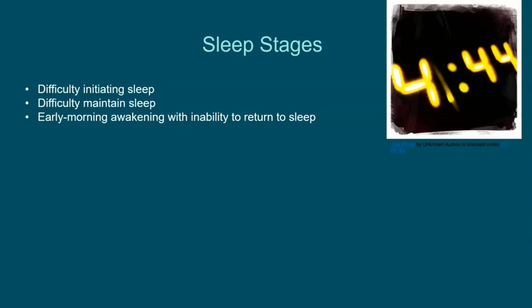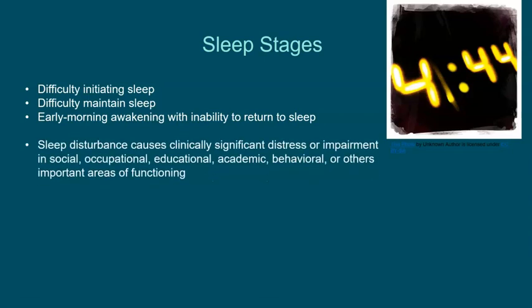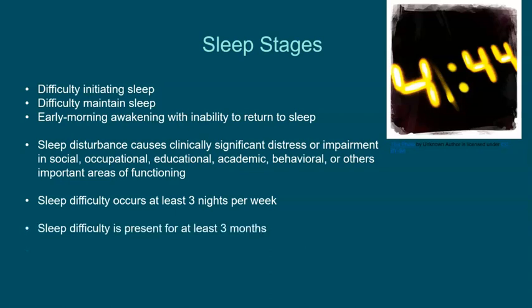The sleep disturbance causes clinically significant distress or impairment in school, work, educational, academic, behavioral, or other important areas of functioning. And to be diagnosed, they have to have a sleep difficulty that occurs at least 3 nights a week, and it must be present for at least 3 months. And the sleep difficulty occurs despite adequate opportunity for sleep.